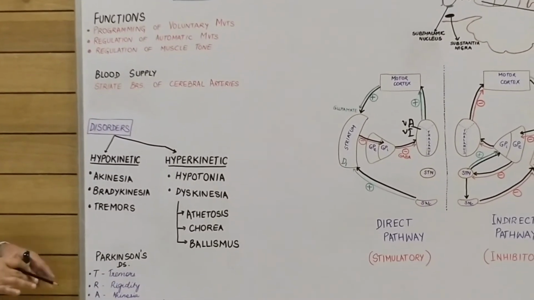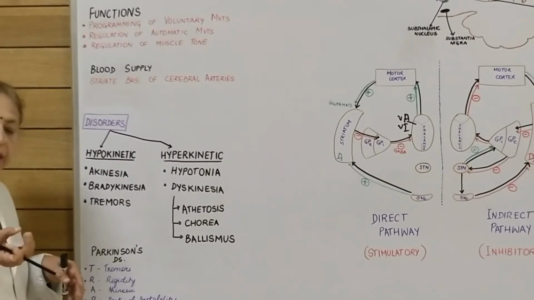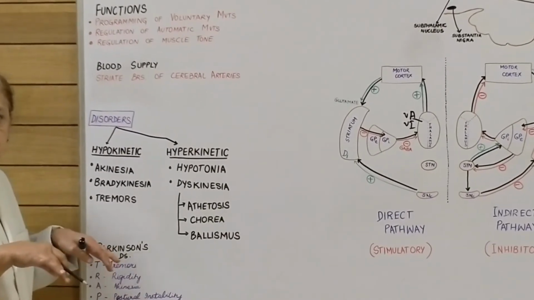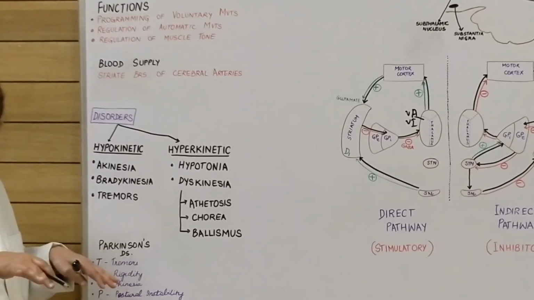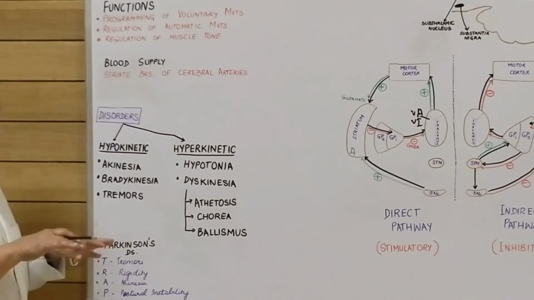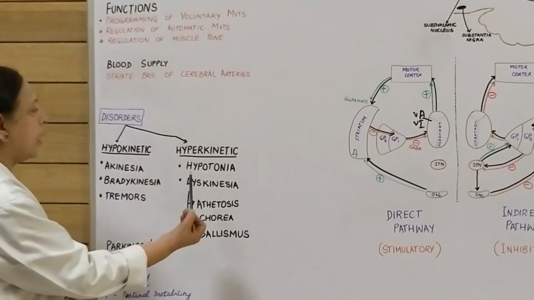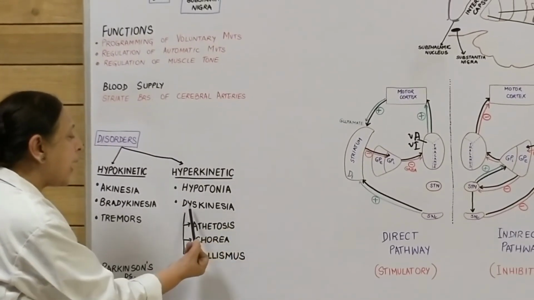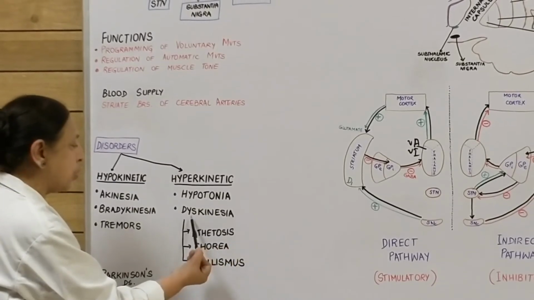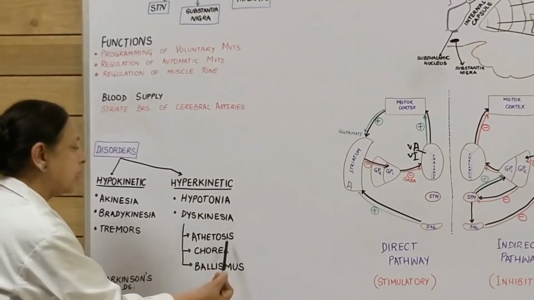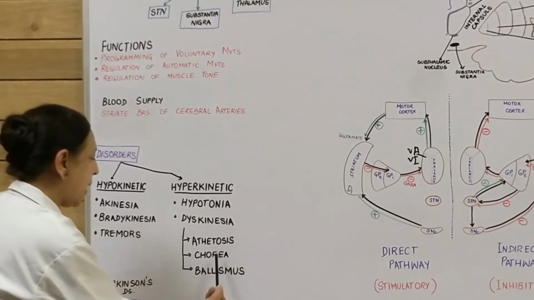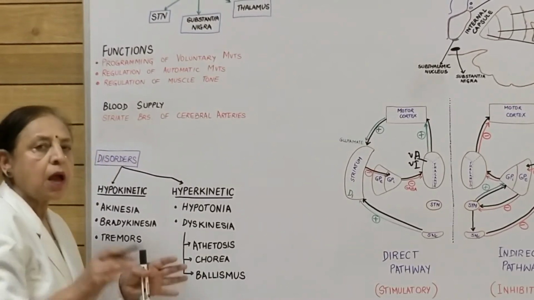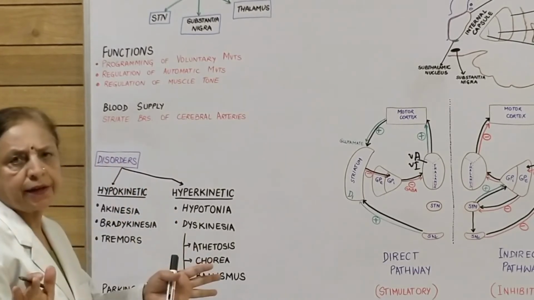So you will see this particular patient having pill-rolling tremors and having a stooped posture, cannot initiate any movement, so there is rigidity and akinesia. Now we come to the hyperkinetic, where there is hypotonia and associated movements which are known as dyskinesia. They can be either athetosis, chorea or balismus. Now balismus are very hyperkinetic movements.